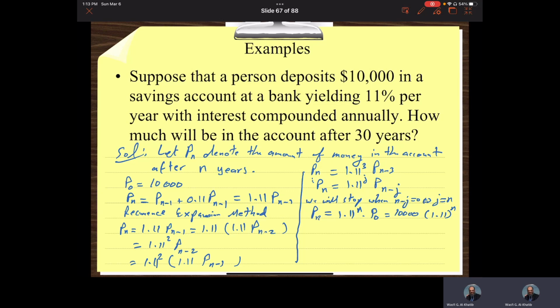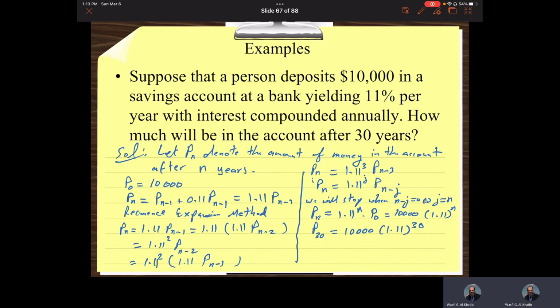So now if I want the amount after 30 years, what do I do? P30 equals 10,000 multiplied by 1.11 to the power 30. Okay. Yes. Why say that n minus j equals 0?